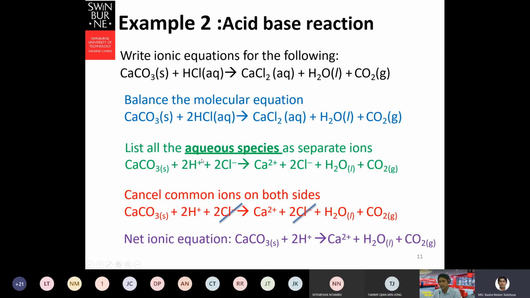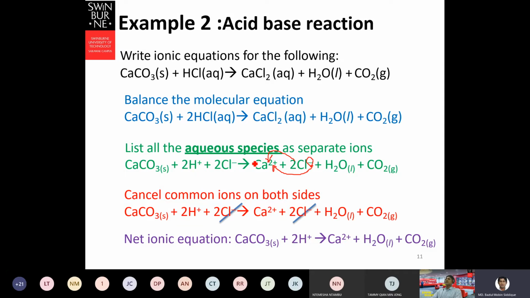So the 2 negative charges of chlorine will neutralize it. 1 from here, 1 from there. So 2 negative charges will neutralize the 2 positive charges.